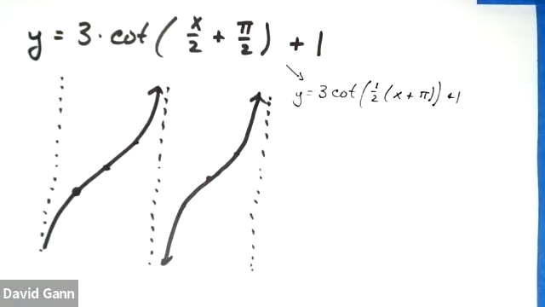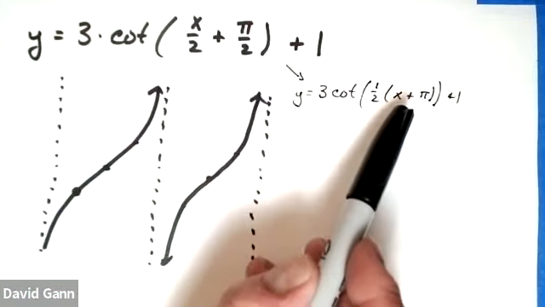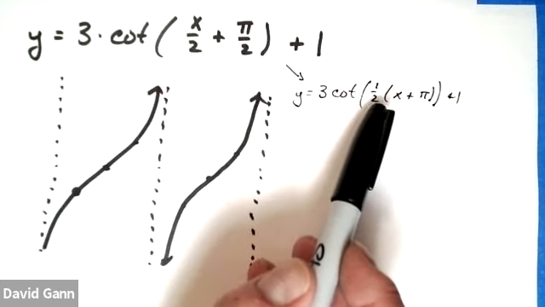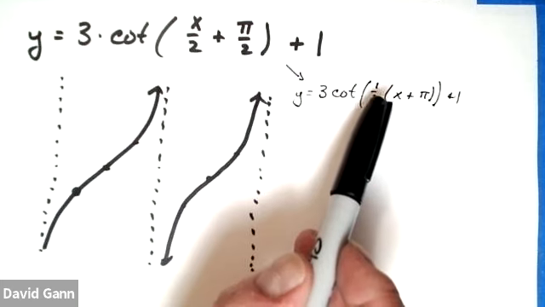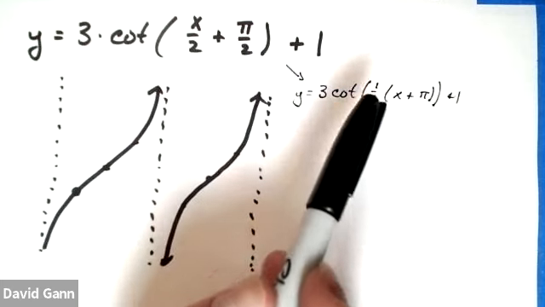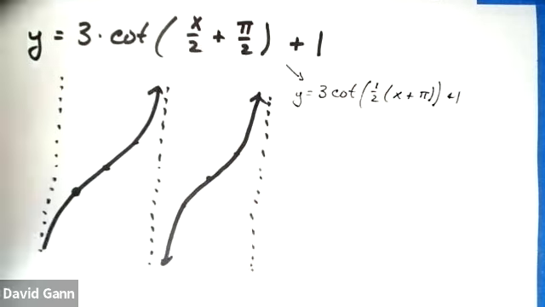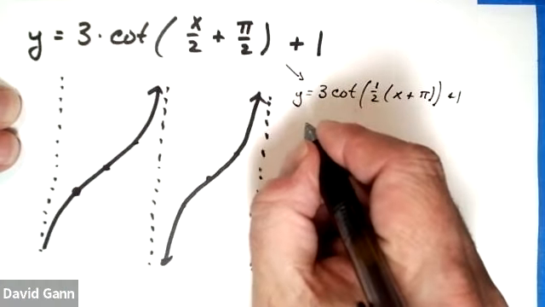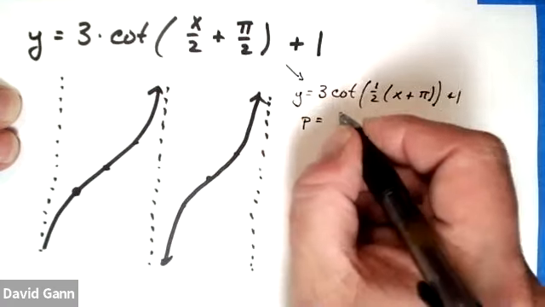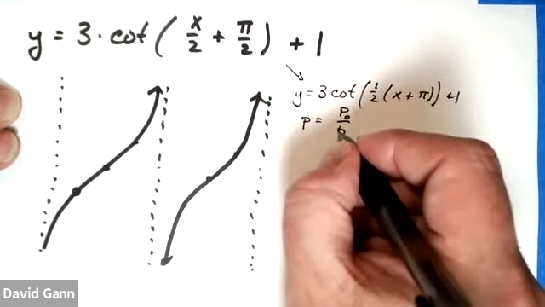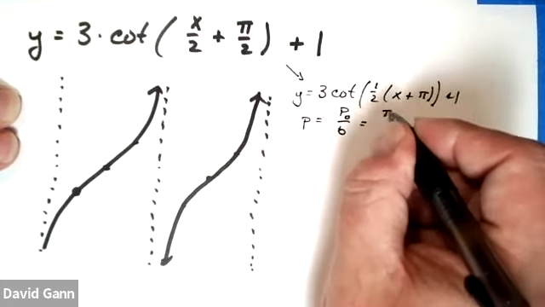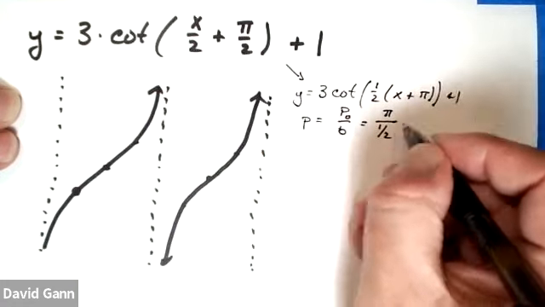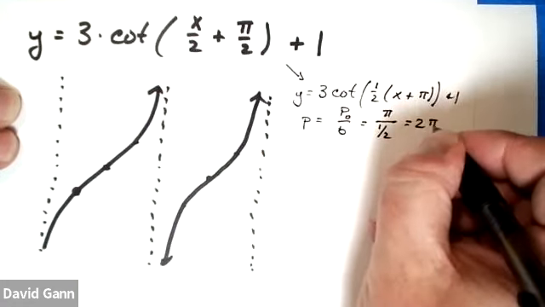So what that tells us is that the period has doubled, right? B has gone down, so the period has gone up. Maybe I should write that here. Note P is equal to P naught divided by B, where P naught is the normal period of cotangent, which is pi, divided by 1/2, which equals 2 pi.